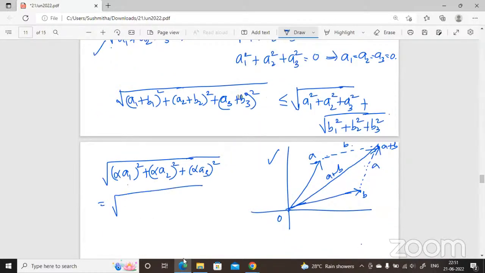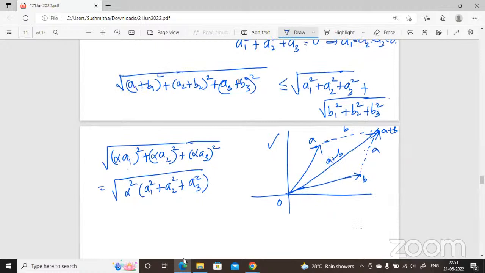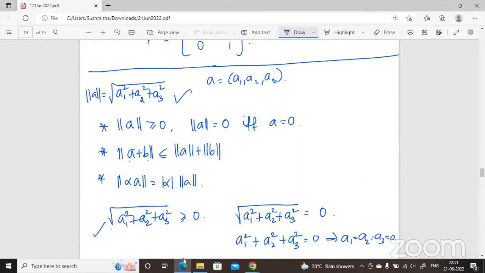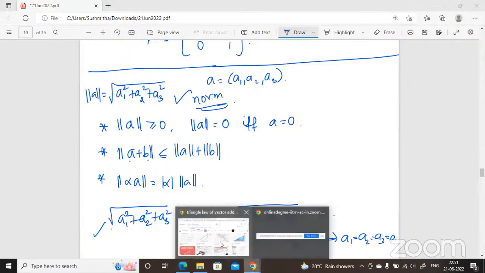So this is nothing but square root of alpha squared into this. And when alpha squared comes out, it will come out as mod alpha, right? Yes, ma'am. Positive square. Yeah. So all the conditions are satisfied. So this particular function is a possible candidate for a norm, means it satisfies all this. So you can use this as the norm of this vector. So is it clear how to check the conditions? Yes, ma'am. Okay.